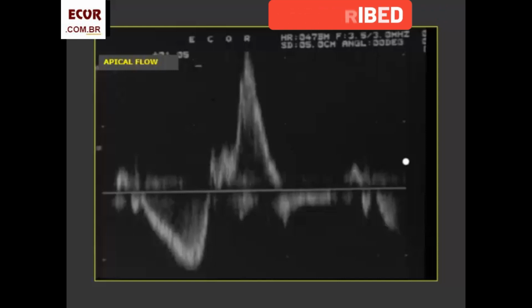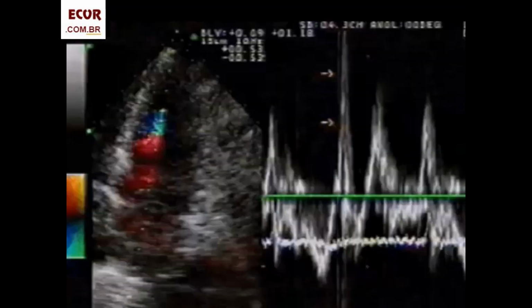When we study the flow at the LVOT, it is normal with no late peak, but there are other interesting flows in case of hypertrophic cardiomyopathy. For instance, when we set the sample volume close to the left ventricular apex, there may be a flow like this one. Soon after systole, during isovolumic relaxation, there is a high velocity flow going in the apical direction.